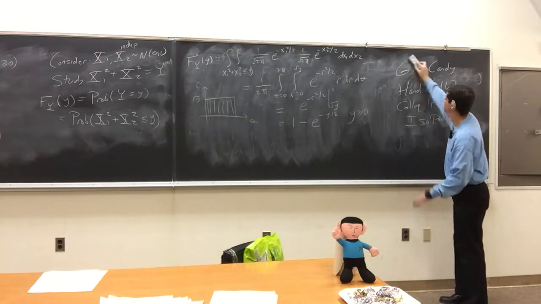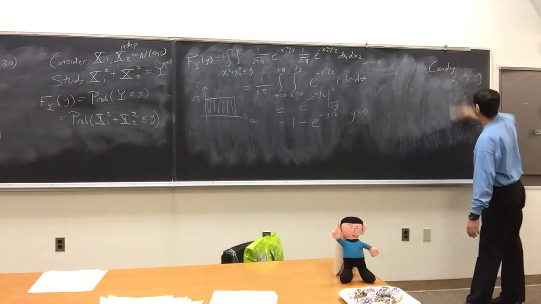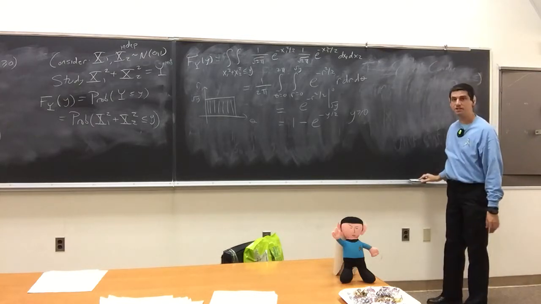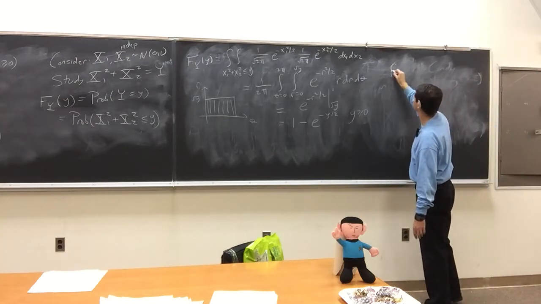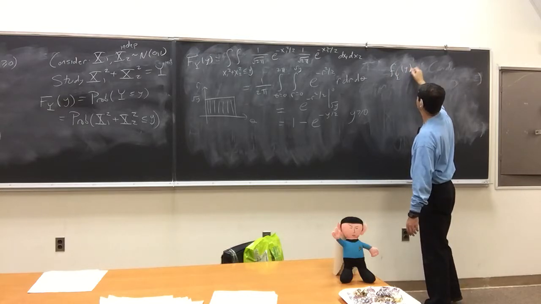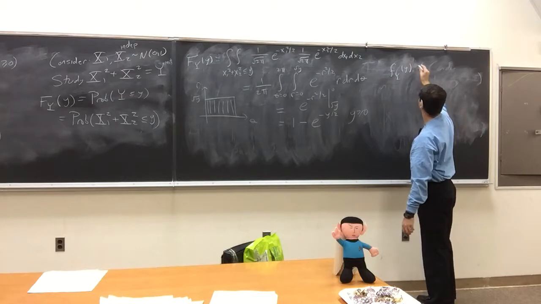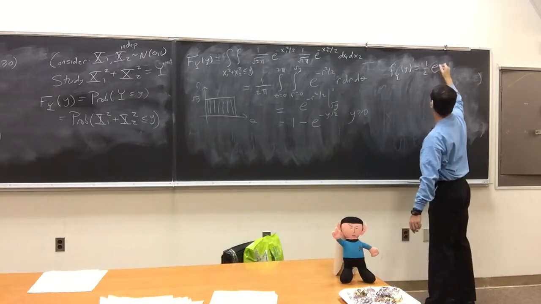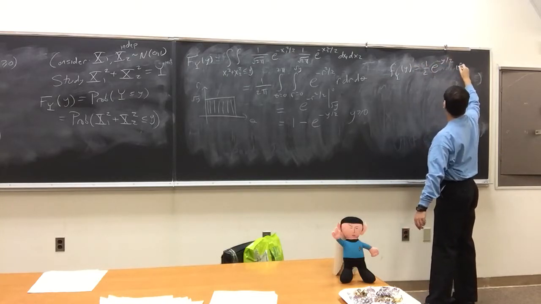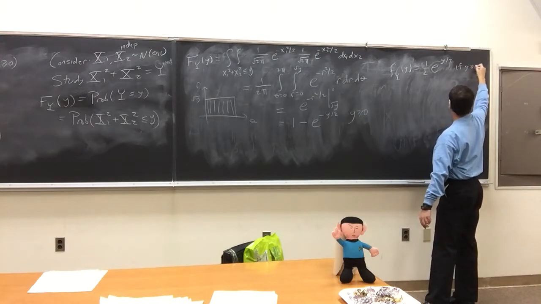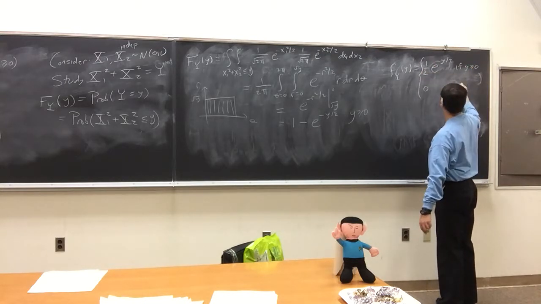So I now have the formula for the cumulative distribution function of y. I can get the density by just taking the derivative. And so I get little f_Y(y). The negative cancels, and we'll get 1/2 e to the minus y over 2 if y is greater than or equal to 0, 0 otherwise.